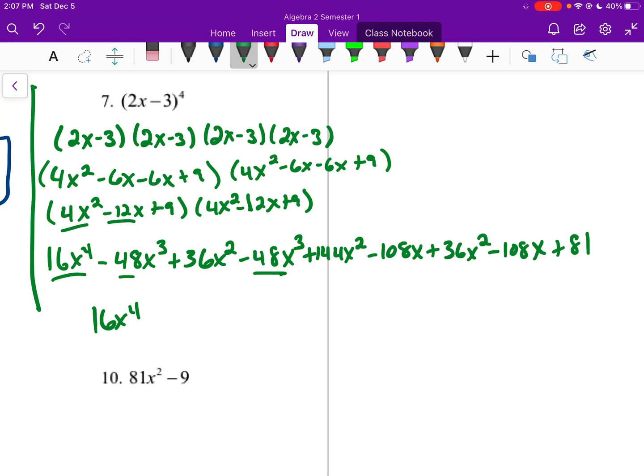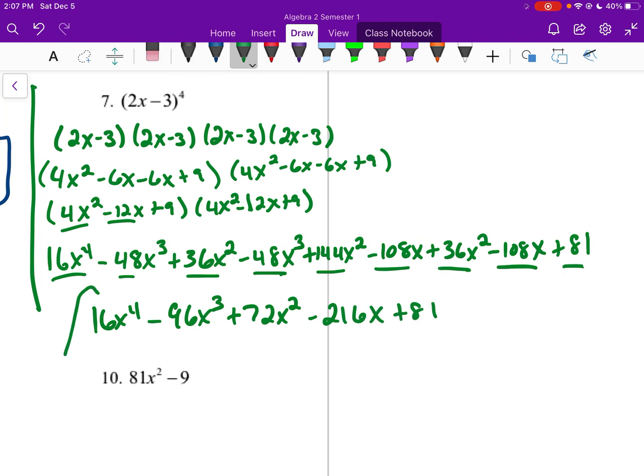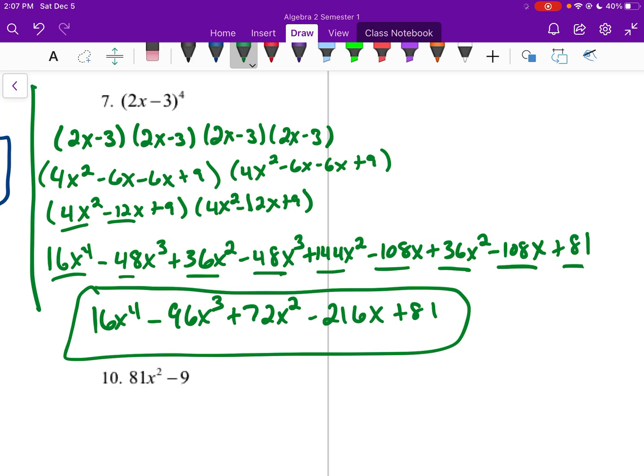So negative 48 minus 48, you're going to get negative 96x cubed. Okay, your square terms. So 36 plus 36, you're going to get 72 there. Oh, those are your only squared terms. So plus 72x squared. Then finally your x terms, minus 216x, plus that 81. Okay, so that's one way of doing it.